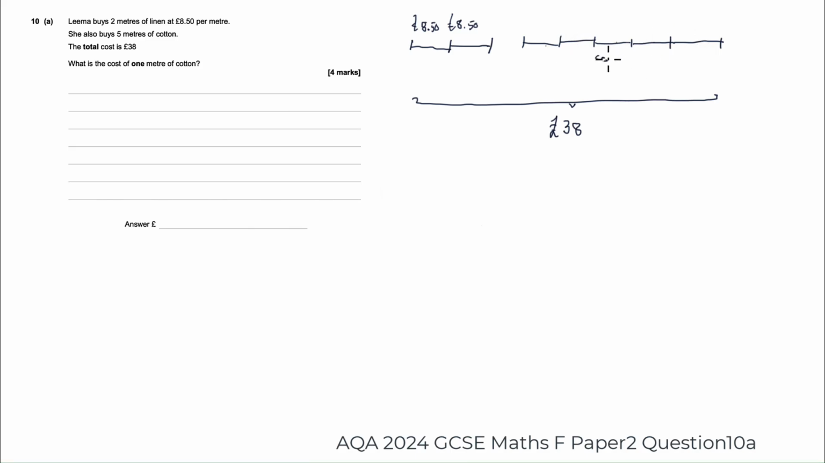That's the cotton, and this is the linen. So what we can say is that the linen costs 2 lots of £8.50. Get your calculator to do that. That's £17.